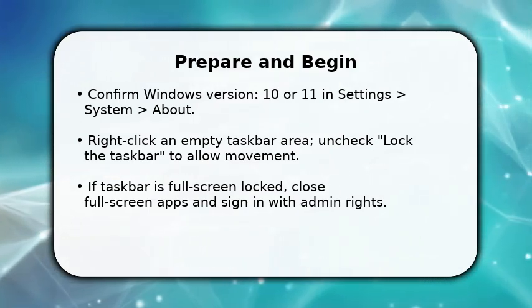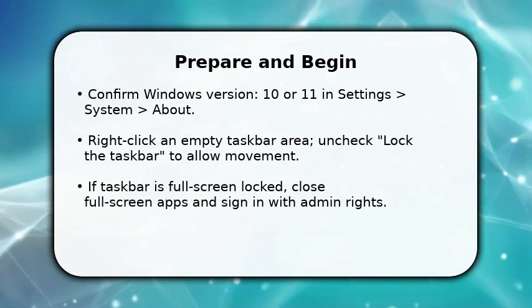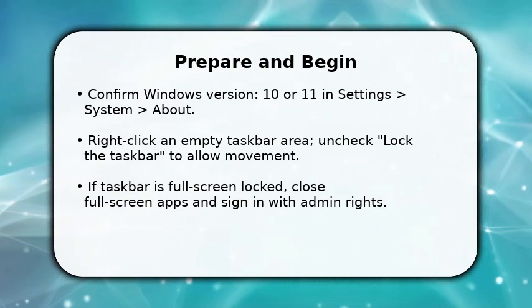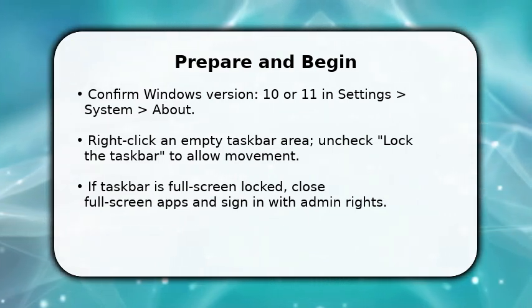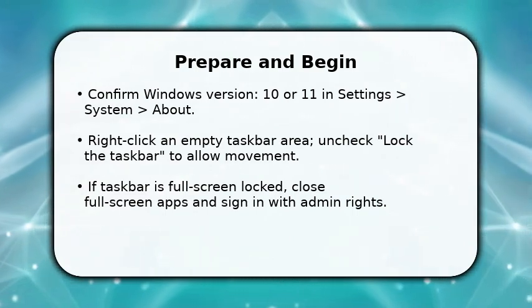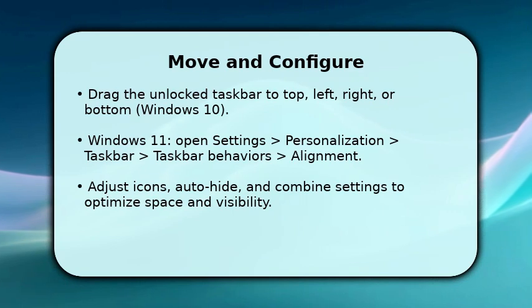Make sure no full-screen app is preventing changes, and sign in with admin privileges if prompted. Now that the bar is unlocked, you can drag it, or open taskbar settings to choose placement. Either method works depending on your version. You can now actually move or configure the bar.